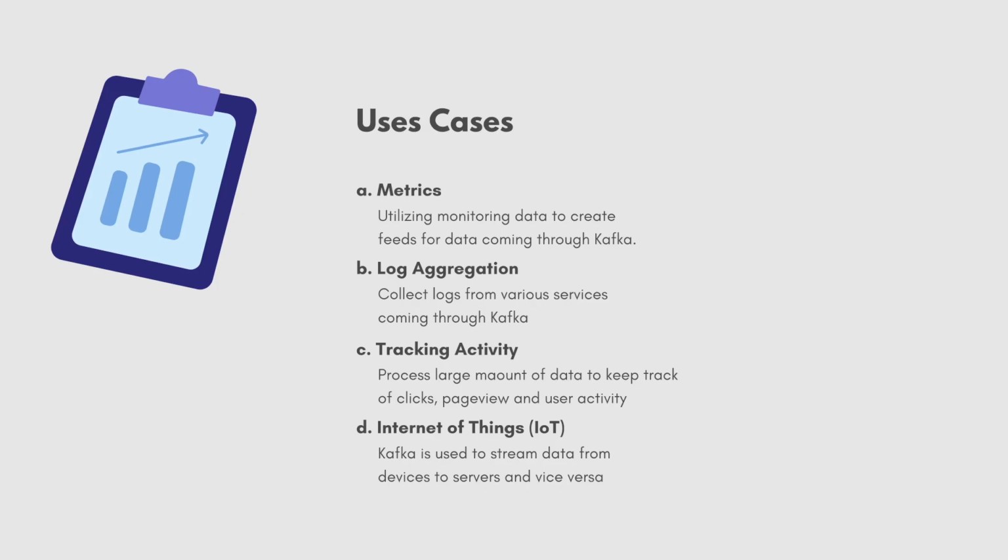And then we have the Internet of Things. Personally, that's one of my favorites. Or IoT for short. Kafka is used to stream data from devices to servers, and vice versa. Say for instance we have a robotic arm, we can utilize Kafka to stream information to that robotic arm, so it knows to turn around and pick up this apple. All that information is being sent to the robots, and if the robot sends information back to your server, it can be done using Kafka.